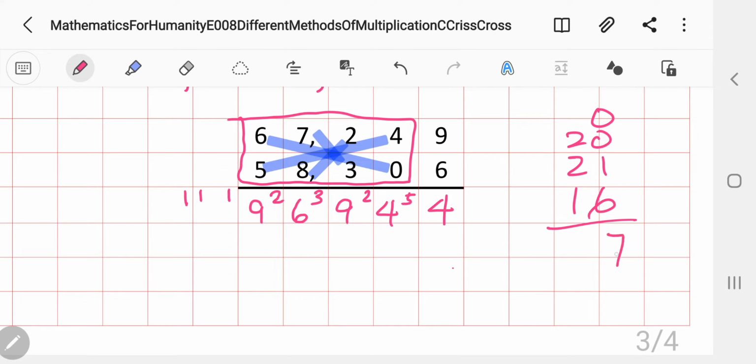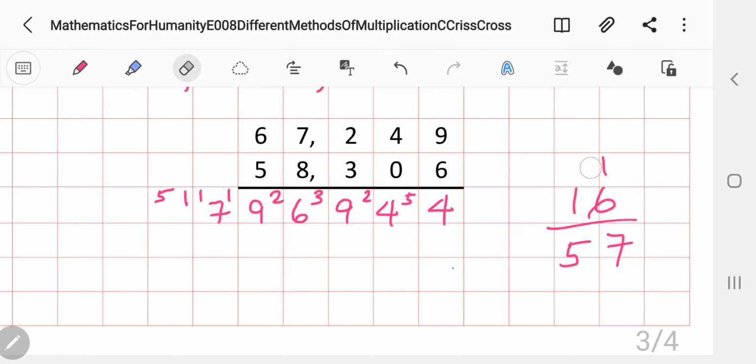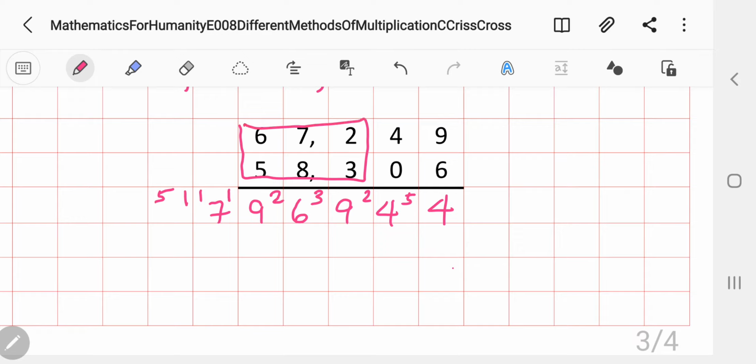So this is 7, and then this is 5. So this is 57. So I'll write here 7 and then 5 here. Okay, so now I'll reduce again the enclosure, and that's going to be just 3 parts here, 3 columns here.